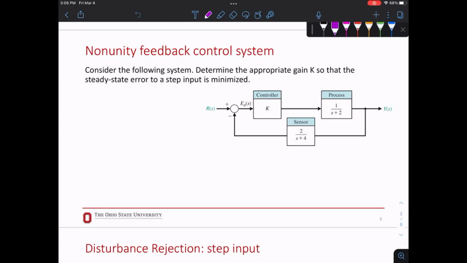Now, a controller could be anything, right? So how many of you have heard of PID controllers? Okay, what are PID controllers? Can you tell me? Yes. Proportional, integral, derivative. Yes. So it's a 3-parameter controller.